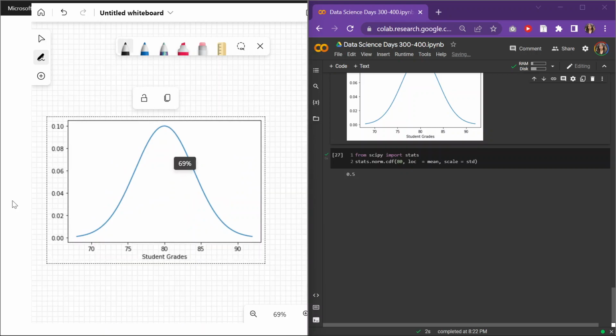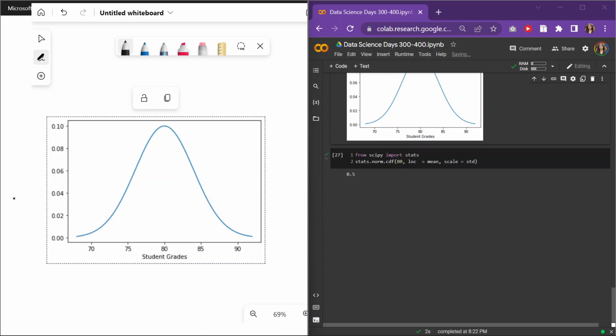So let's say for student grades, right? Let's say that this is a normal distribution for student grades. It just shows the grades of students. Let's say I want to figure out the proportion of students who got an 80 or lower.